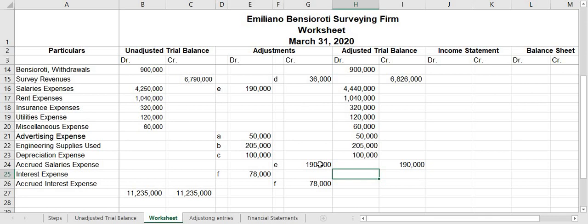Your interest expense, an interest expense does have a normal debit balance. Copy mo lang siya kasi nga wala siyang unadjusted balance. So, copy mo siya sa debit portion ng iyong adjusted trial balance. Your accrued interest expense, a liability, has a normal credit balance. Since wala siyang unadjusted balance, kaya copy mo lang din siya sa credit portion ng iyong adjusted trial balance.